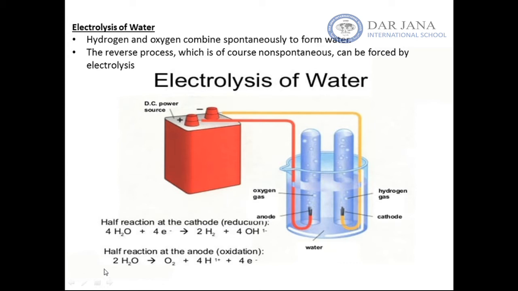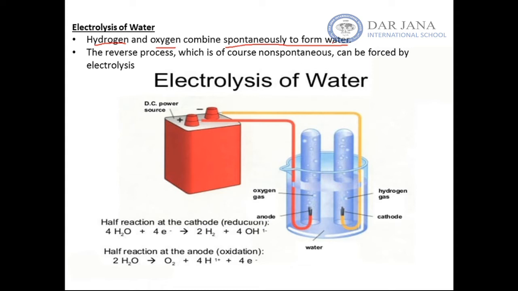Electrolysis of water. Electrolysis of water means that we are going to break the water compound into hydrogen and oxygen gases. As we know, hydrogen and oxygen gases combine spontaneously to form water.